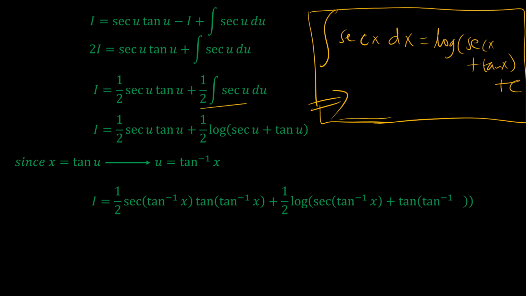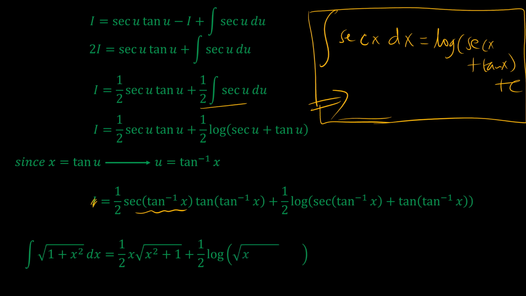And in fact, we shouldn't be calling this I. This is our original integral, so the integral of the square root of 1 plus x squared is equal to half the secant of arctangent of x, the same as the square root of x squared plus 1, times x, plus half the natural logarithm of the secant, which is the square root of x squared plus 1, plus x.